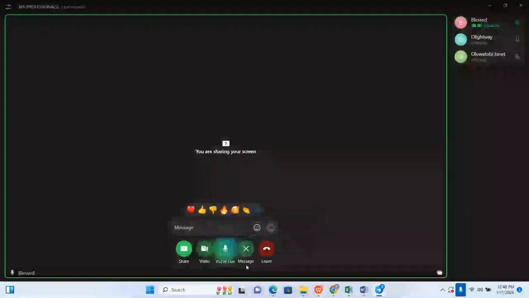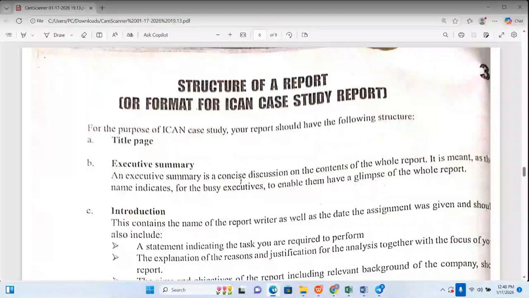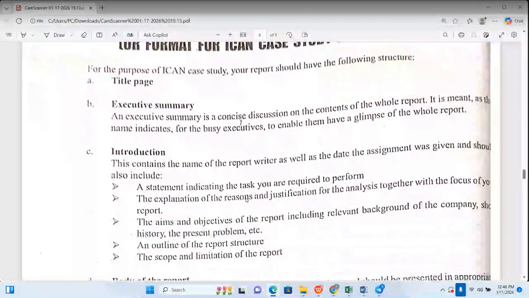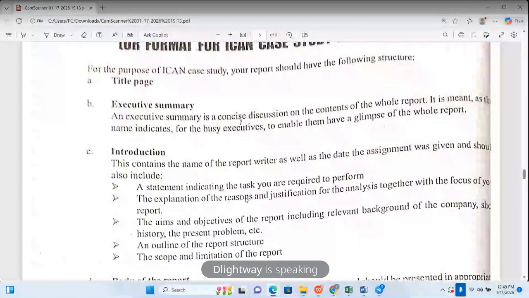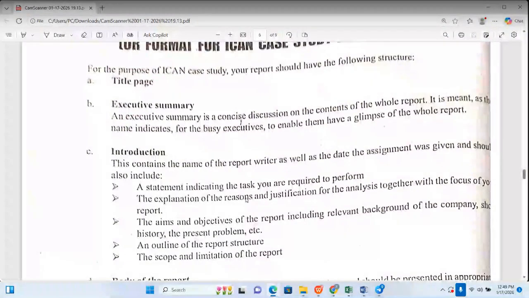So now, after the executive summary, we move to the introduction. This contains the name of the report writer, as well as the date the assignment was given, and should also include a statement indicating the task you are required to perform, the explanation of the reason and justification for the analysis, together with the focus of your report, the aim and the objective. I was saying the other time that in your executive summary, you are going to write such an introduction as well, but it will just be short.